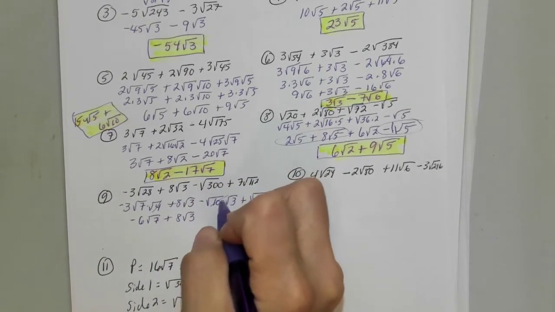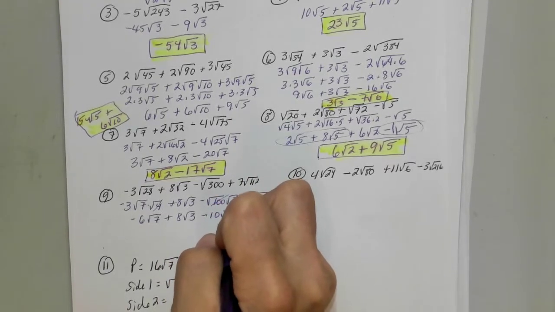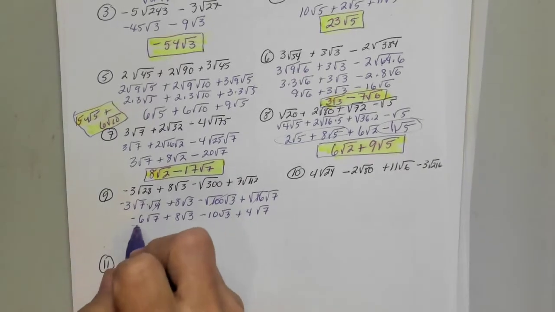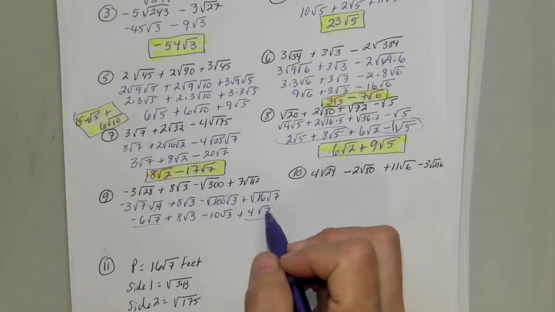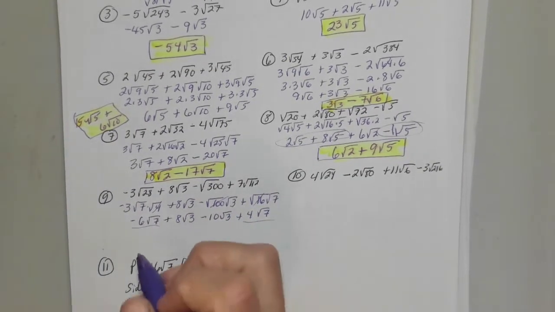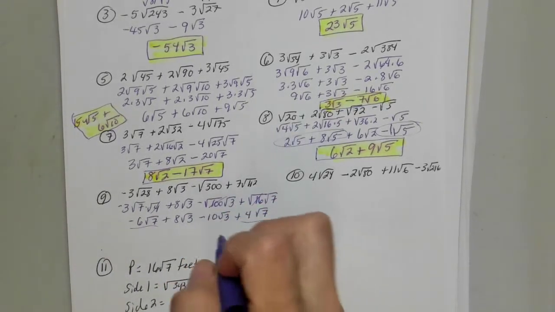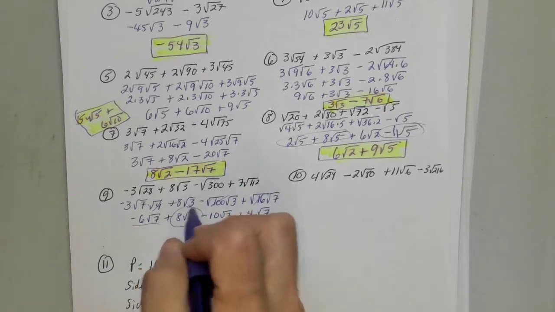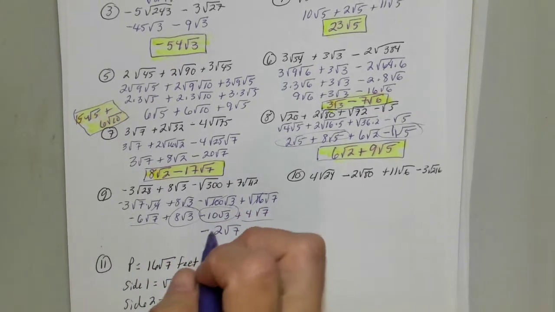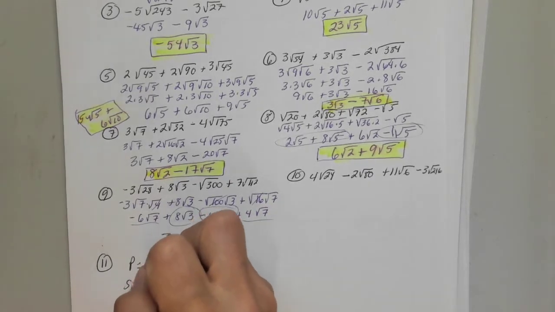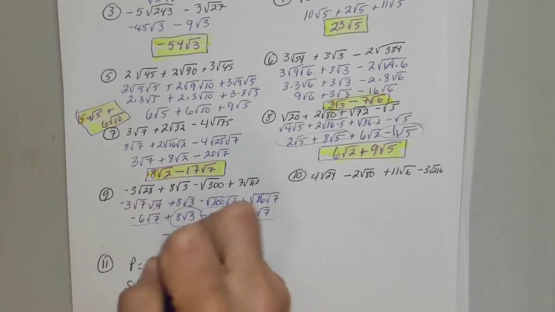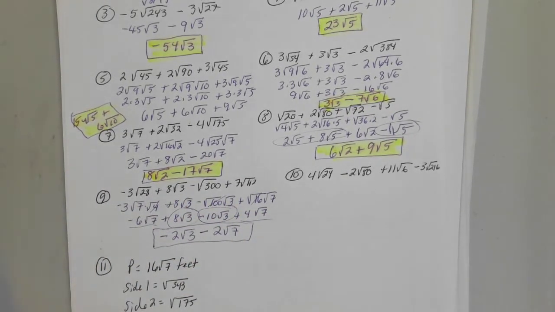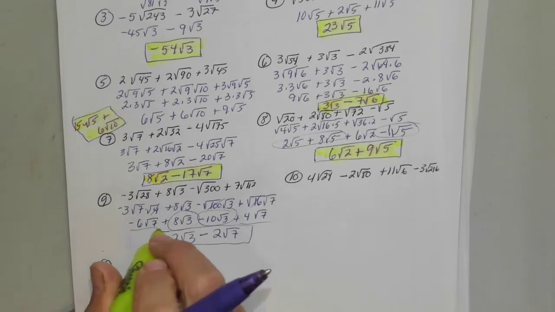This becomes a 10 minus 10 root 3. And this becomes a 4 root 7. So these two can go together because they have the same radicand underneath the radical sign. Negative 6 plus 4 is a minus 2 root 7. And 8 square roots of 3 minus 10 square roots of 3 would give you a negative 2 square roots of 3. So negative 2 square root of 3 minus 2 square roots of 7. And that should be your answer for number 9.